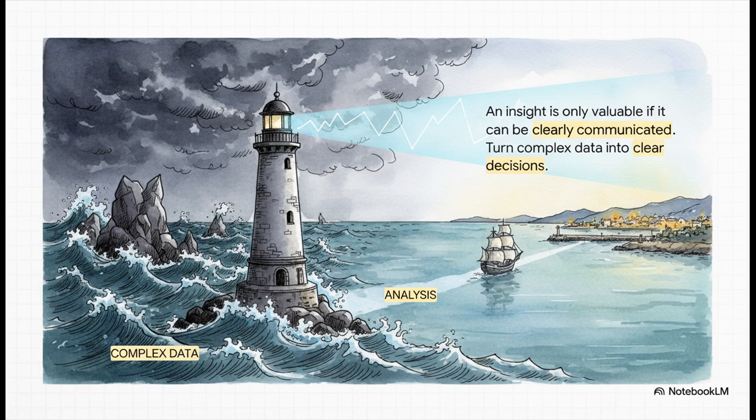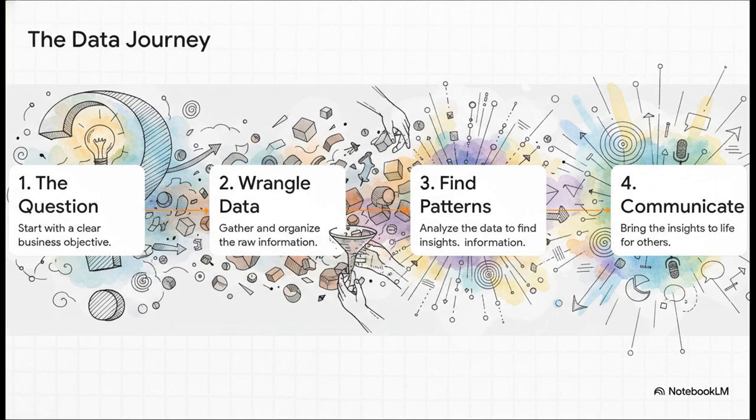The whole point of this entire journey is to turn complexity into clarity, and ultimately, to turn data into decisions. So there you have it, the whole data journey laid out in 4 clear stages. You always start with a business question. Then you wrangle the raw data. After that, you uncover the hidden patterns. And finally, you bring those insights to life through clear communication.